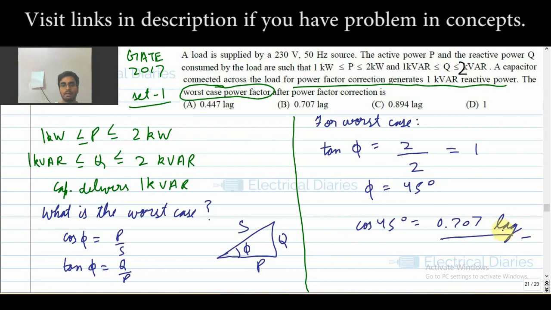Why lag? See, the load is such that it consumes reactive power. Okay, so it is a lagging load. So the lagging load consumes the lagging reactive power and capacitor delivers the lagging reactive power. So that is why this whole story. So you have to just analyze this worst case, and worst case can be analyzed using this. So 0.707 lag is the answer.